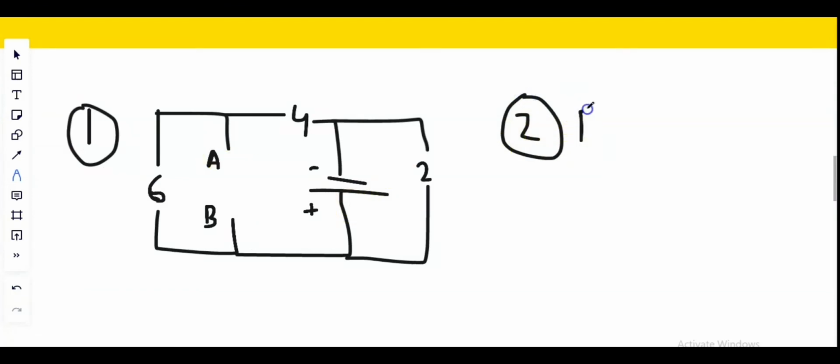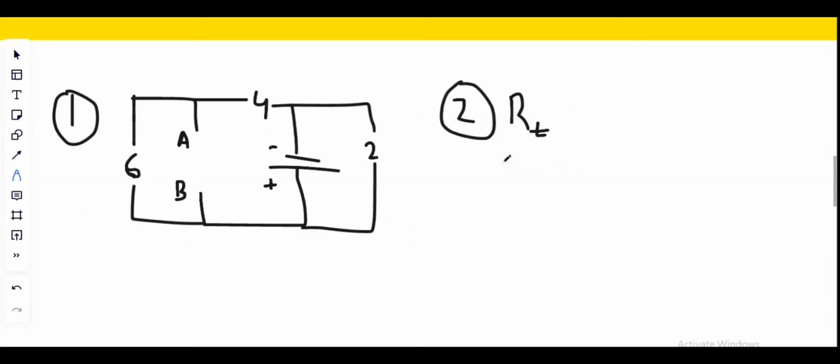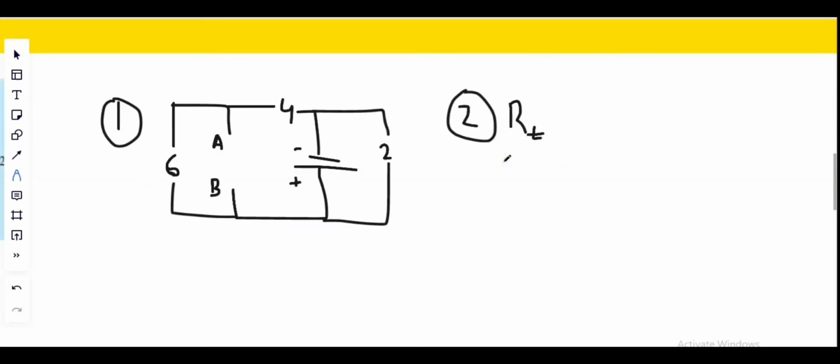We are going to find the Thevenin resistance. We are going to use the same rule as before. To find the Thevenin resistance, we need to remove our power source. Because this is a voltage source, we are going to short circuit it. And we have to redraw the circuit diagram again.